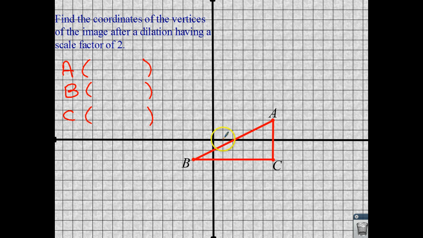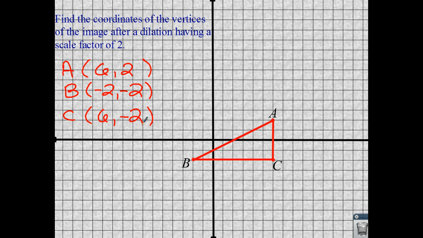All right, so A is 6, 2. B is -2, -2. And C is 6, -2.